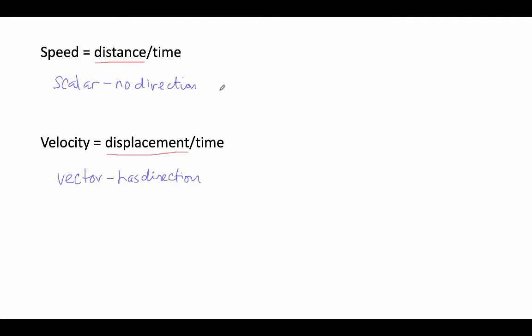Now, since speed is distance divided by time, if I start here, move there, there, there, remember I'm going to add up all of those different movements to get my total distance. Then I'm going to divide it by the time that it took to do all of that. So again, no direction.